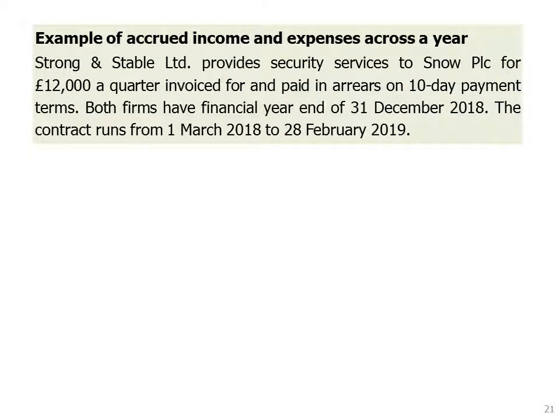So let's take an example of accrued income and expenses across a year. Strong and Stable provides security services to Snow for £12,000 a quarter, invoiced for and paid in arrears on 10-day payment terms. Both firms have a financial year end of 31st of December 2018. The contract runs from 1st of March 2018 to 28th of February 2019.